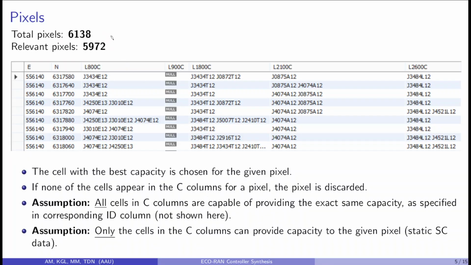Here we see in detail a number of pixel information from the map we have seen before. We see that pixels have some geographical coordinates, and pixels have a number of cells like this with a frequency of 800 or 1800, and there could be several cells associated to a pixel.